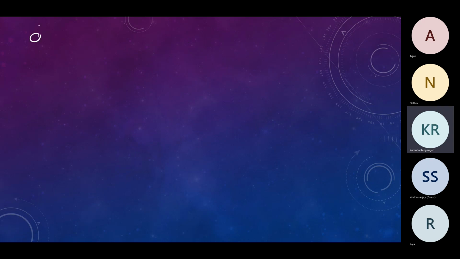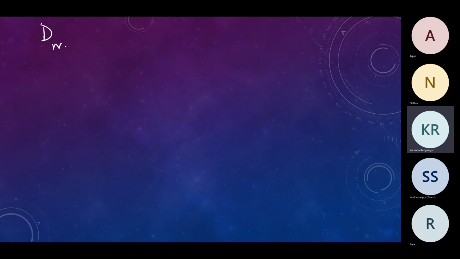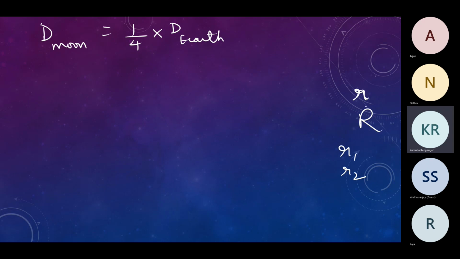Now it's given in the question that the diameter of the moon is approximately 1/4 of the diameter of the earth. Now, diameter is twice the radius. Since the moon is smaller in size compared to the earth, I'm taking small r as the radius of the moon and capital R as the radius of the earth. Or you can even take R1, R2.